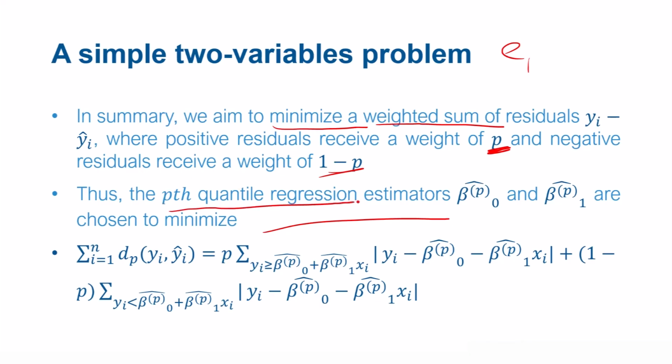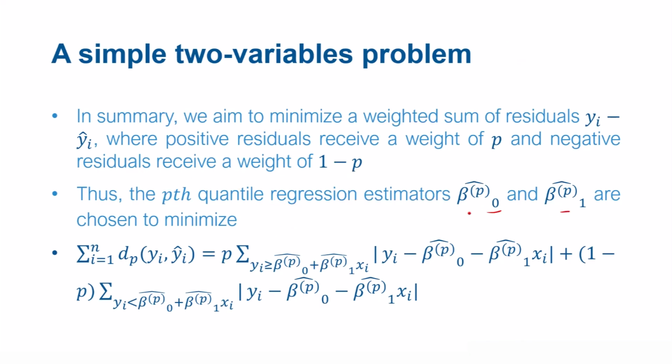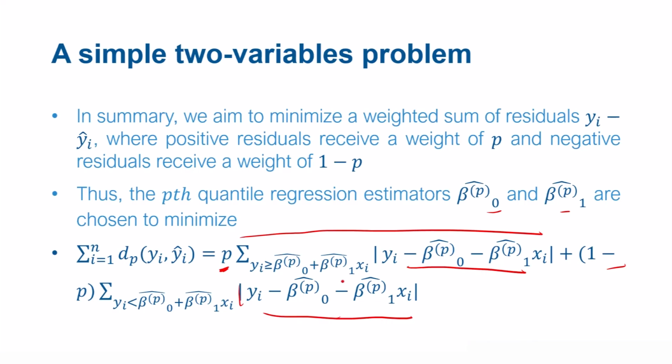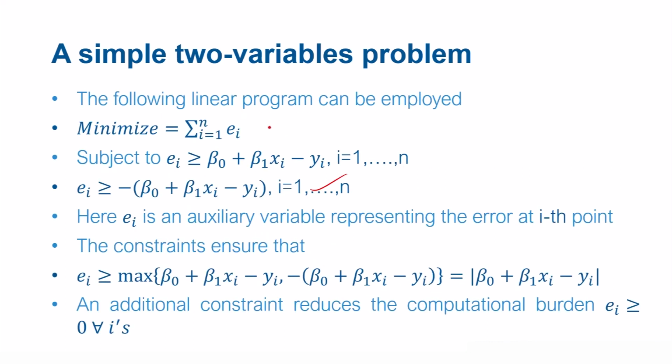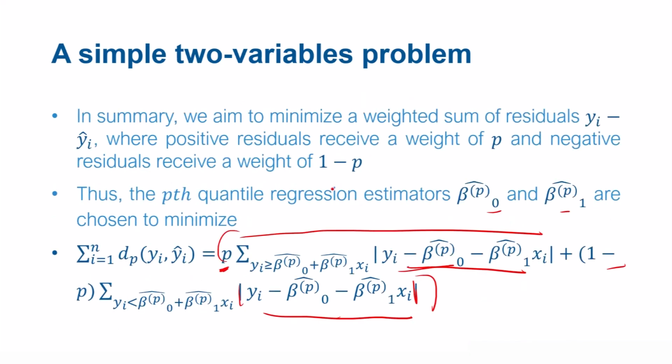So the pth quantile regression estimators, beta P naught and beta P1, can be obtained with this scheme rather than the earlier scheme. We multiply P with the summation of the positive residuals and 1 minus P with the summation when the residuals are negative, although the multiplication is with the magnitude. So in that case, we use this kind of scheme where, instead of this, we will be using those error terms that we have defined earlier. So these error terms will be multiplied.